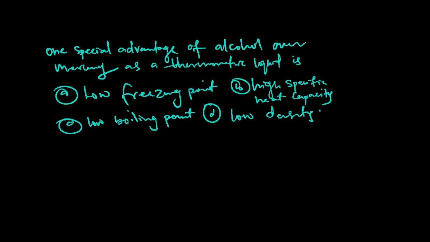Specific heat capacity is the quantity of heat required to increase the temperature of a unit mass of a body through 1 degree or 1 Kelvin. So if a body has a very high specific heat capacity, can that body be a good thermometric substance? Of course, it cannot be. A body with high specific heat capacity cannot be a thermometric substance because it's not going to be sensitive. Do you understand that now?